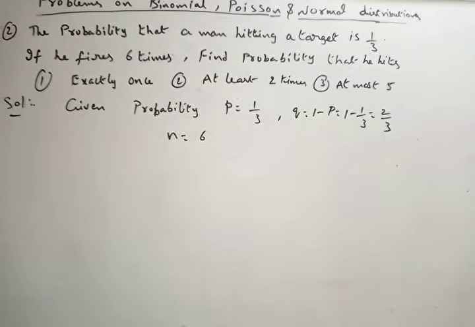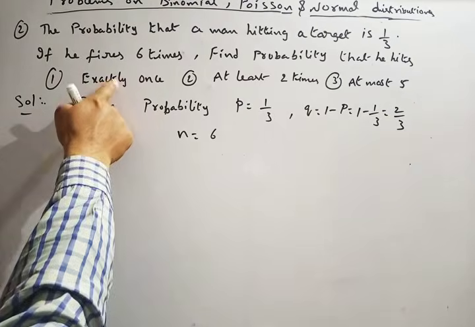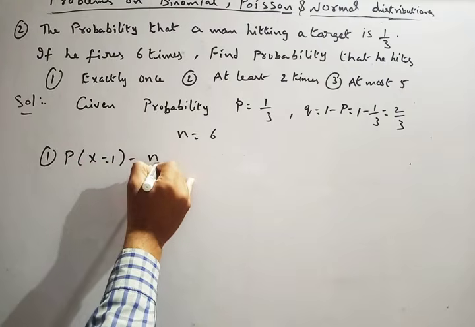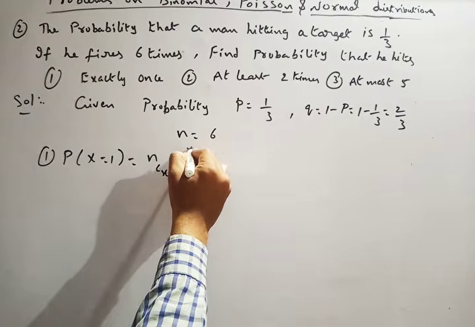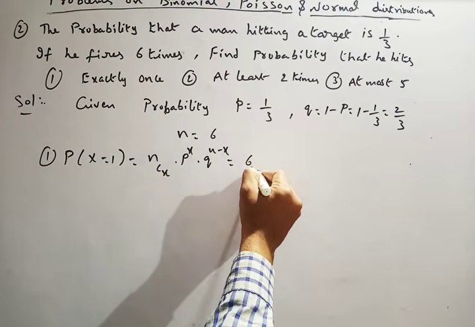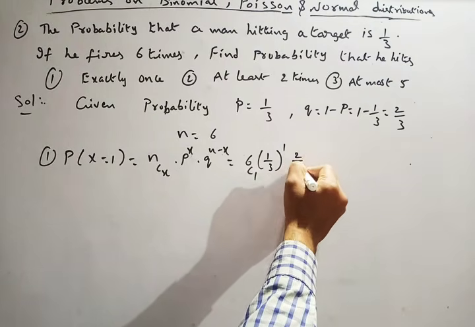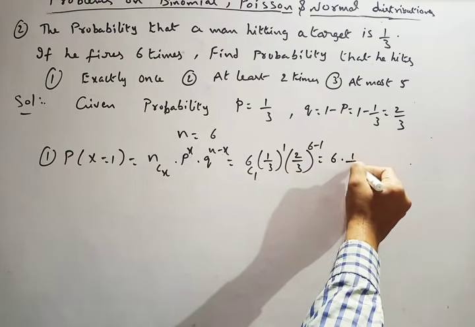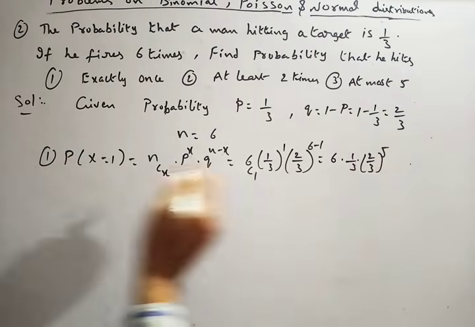What is the first case here? The probability of hitting the target exactly once. So P of x is equal to 1. The formula is nCx, P power x, Q power n minus x. That is 6Cx, with P as 1 by 3 power 1, and Q as 2 by 3 power 6 minus 1. 6C1 is 6, into 1 by 3, into 2 by 3 whole power 5. Take the calculator and solve it.